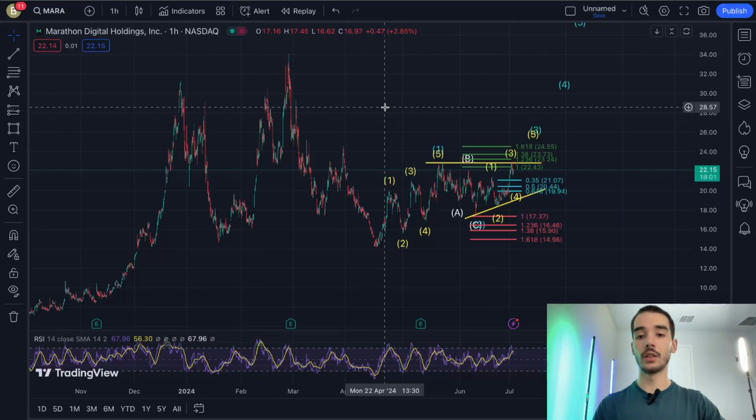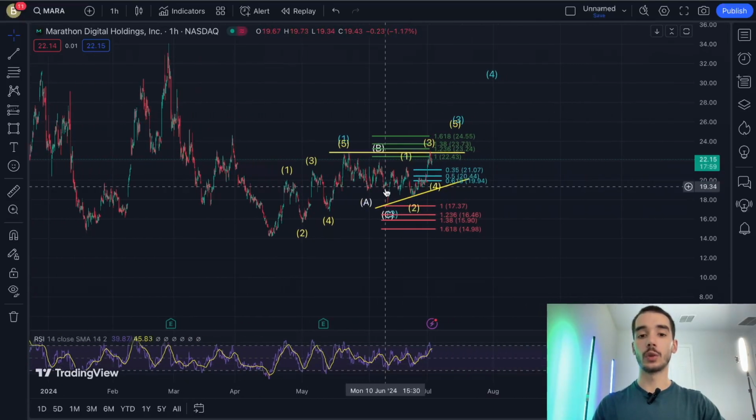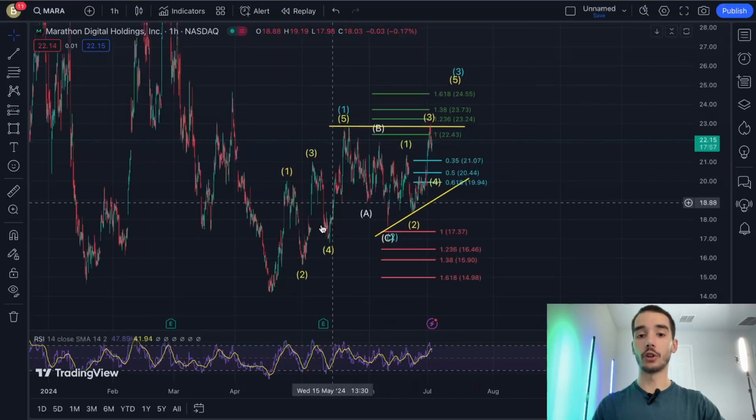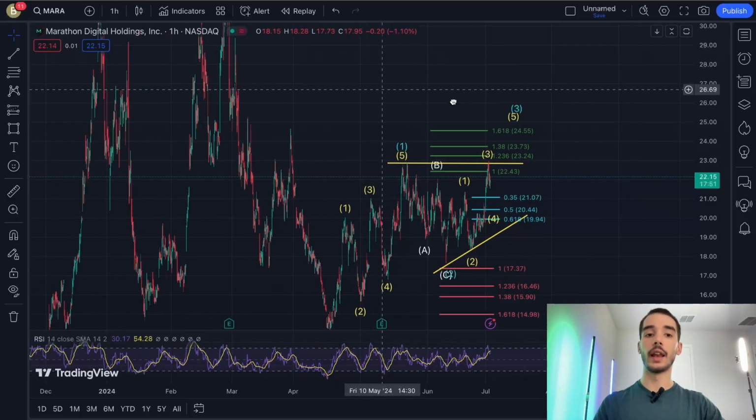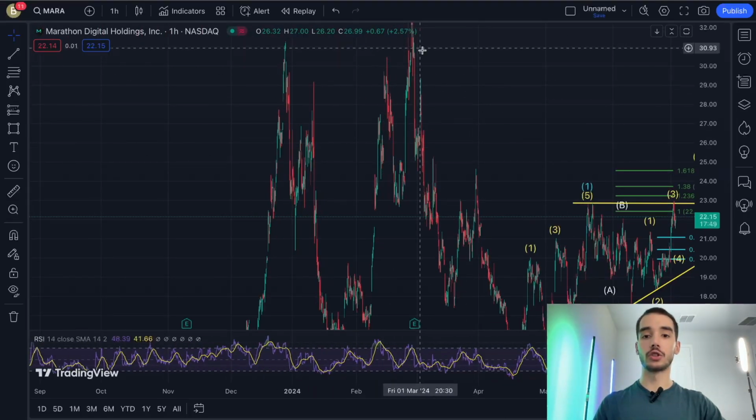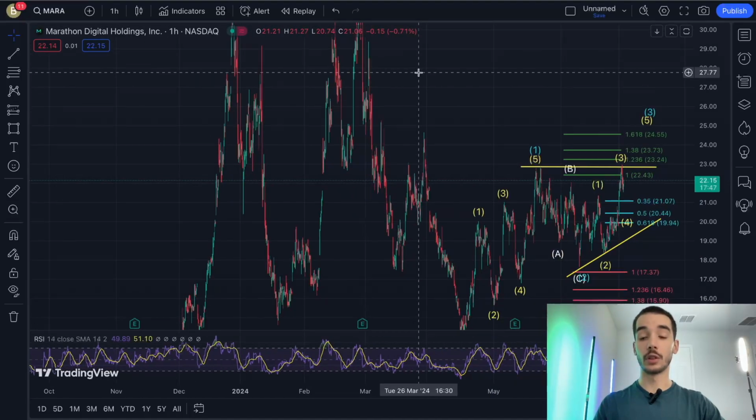So again, I'm going to continue saying all-time high for 2024 because I am focused on the current wave structure, and this is the true bullish wave structure of the year, not this structure up here that reached up to $34.